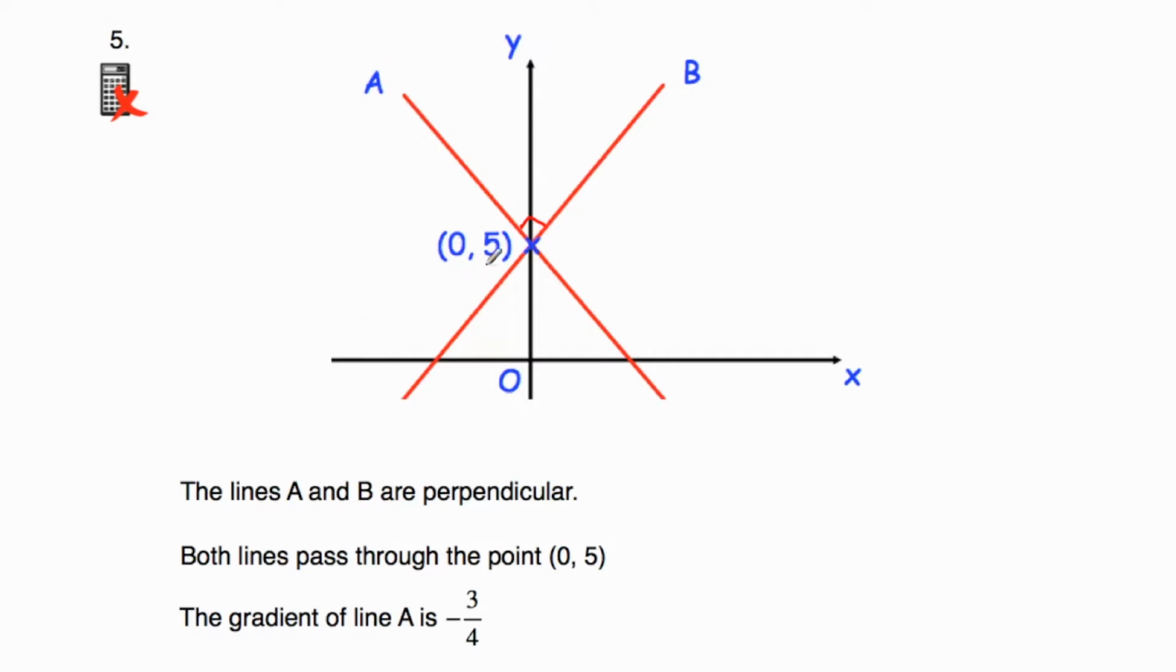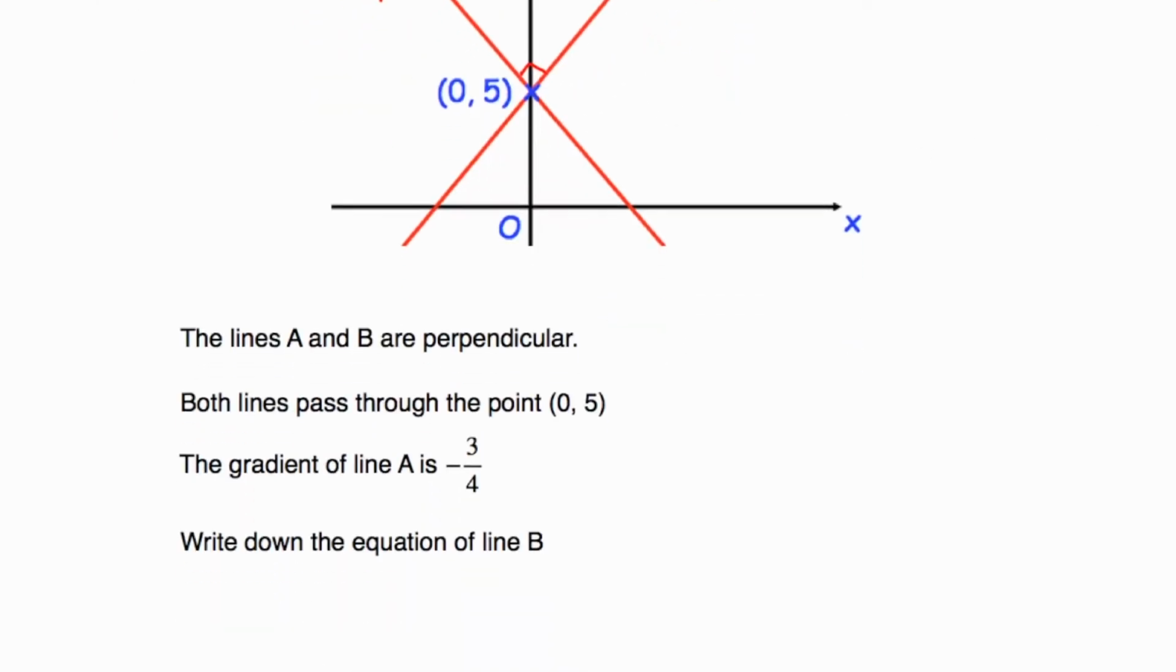The gradient of line A is equal to -3/4. So for A, m is equal to -3/4. Let's find the gradient of B. m will be equal to the negative reciprocal of this gradient. Now this is negative, so when we find the negative reciprocal, that makes this one positive, and as you know, it's positive because it's going upwards. The reciprocal of 3/4 is 4/3. So the gradient of line A is -3/4, and the gradient of line B is 4/3.